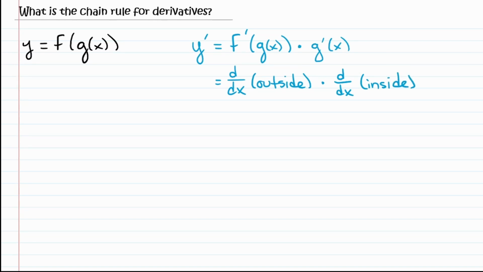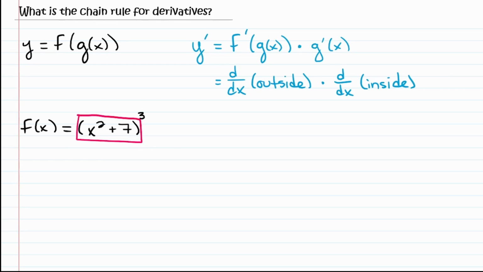I think the best way to understand this is by doing some problems and breaking it down as we go. So say we have f of x equals x squared plus 7 to the third power. Take a minute and try to think what would be the outside function and what would be the inside function. Well, we have something to the third power, right?